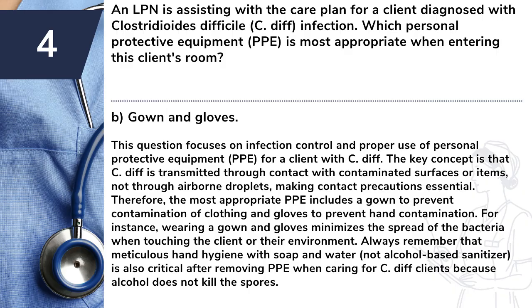Therefore, the most appropriate PPE includes a gown to prevent contamination of clothing and gloves to prevent hand contamination. For instance, wearing a gown and gloves minimizes the spread of the bacteria when touching the client or their environment. Always remember that meticulous hand hygiene with soap and water, not alcohol-based sanitizer, is also critical after removing PPE when caring for C. diff clients because alcohol does not kill the spores.